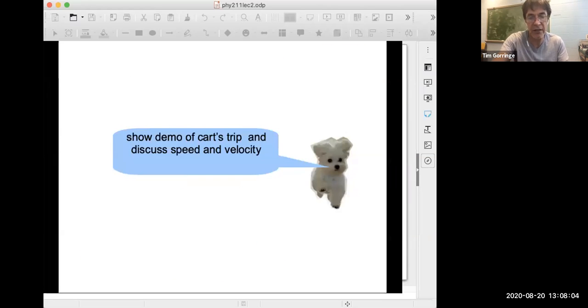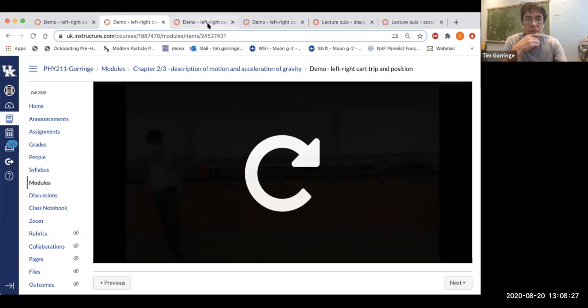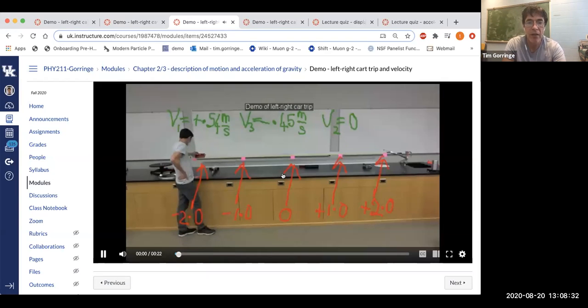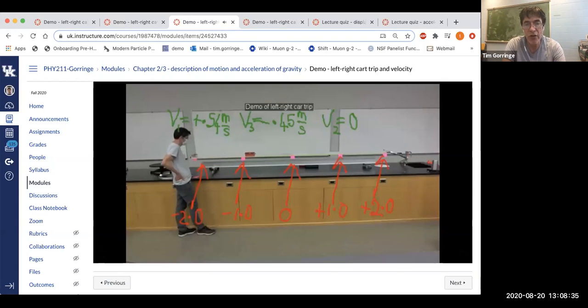Okay, I want to go back to the cart demonstration again now, and we're going to talk about speed and velocity. So I'm going to share something else. And here we go. I'm repeating the demonstration. I did this so many times to get this right, and it's not easy because I've got to get it to stop at exactly the same place. But I got well practiced at it.